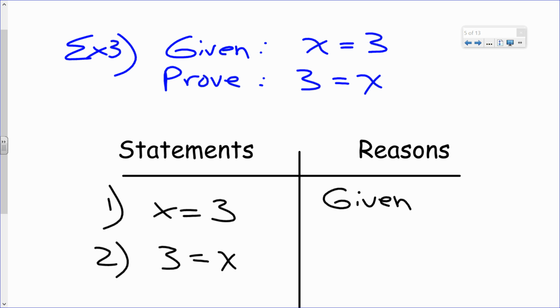Objection, Your Honor, that's not the right law. Someone help out Toscano. What gives us the right to say that 3 equals x? Look at your law book. Thank you. I'm going to abbreviate symmetric. Symmetric property of equality.